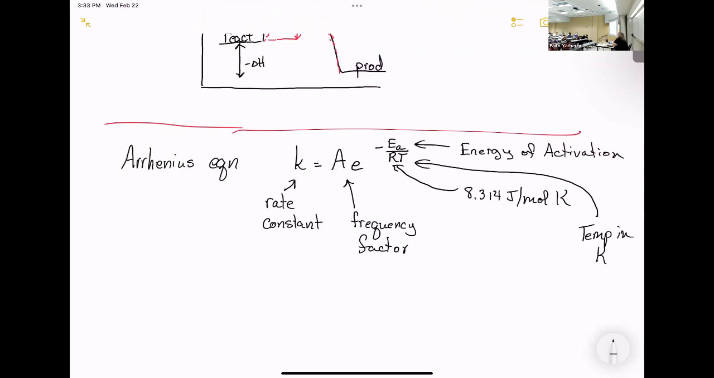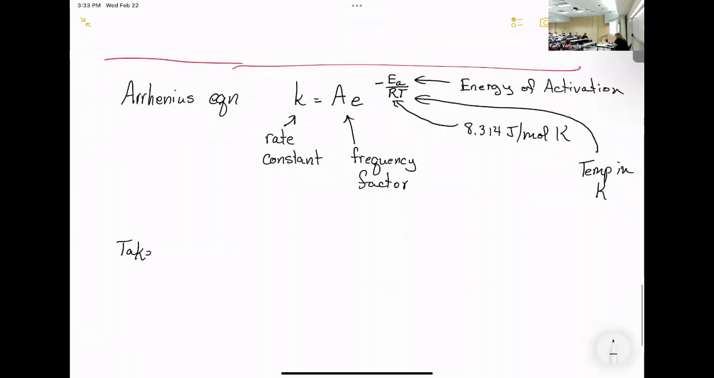Now, when you take the natural log of everything, you get the equation: natural log of the rate constant is equal to negative E sub A over R times 1 over T, plus the natural log of the frequency factor.